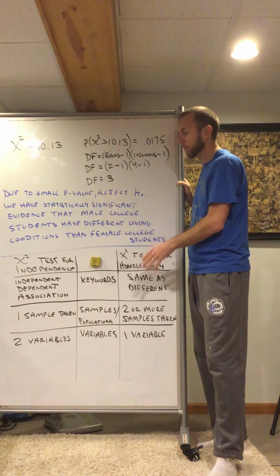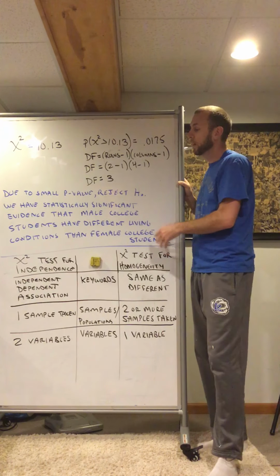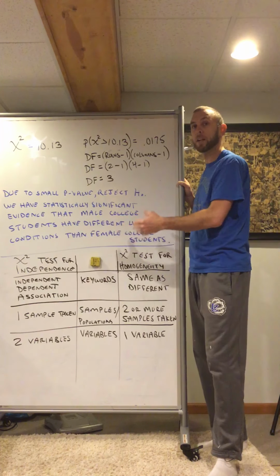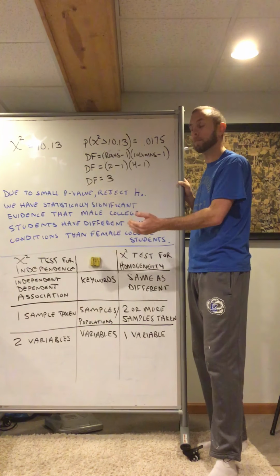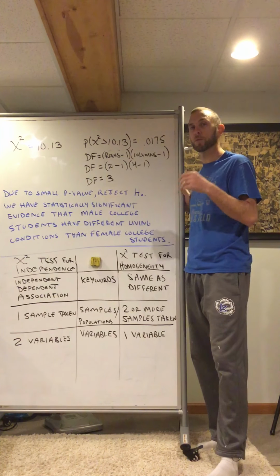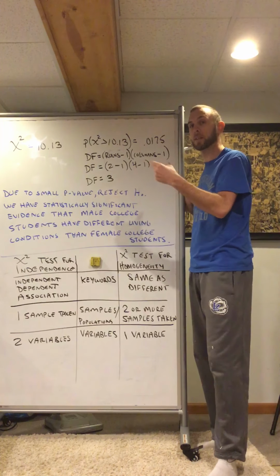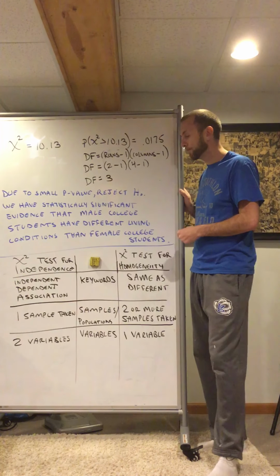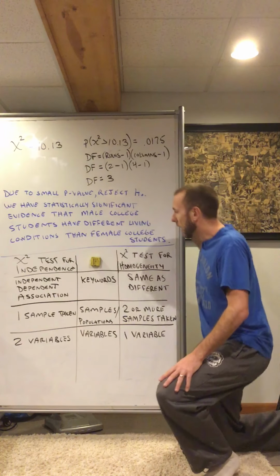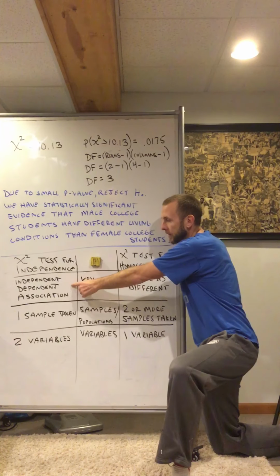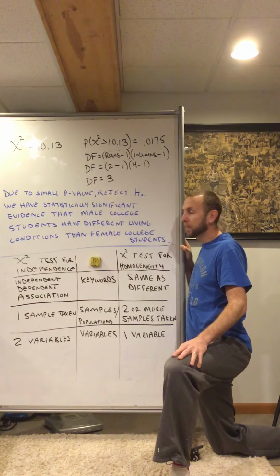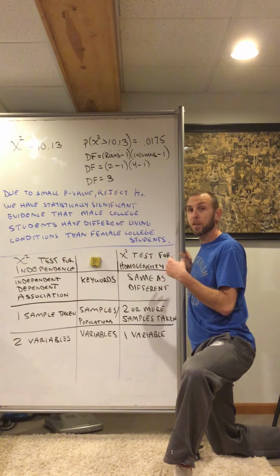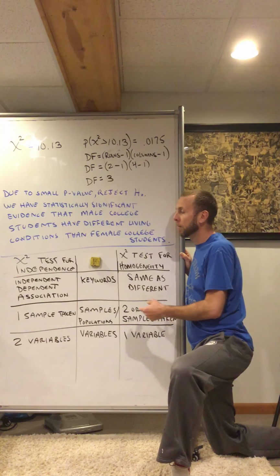This is probably the toughest part of independence versus homogeneity: knowing which to use when. You do need to be able to identify which procedure is an independence procedure and which procedure is a homogeneity procedure. So, the first thing is your phrasing. Look for the keywords, the clue words in the stem of the problem.